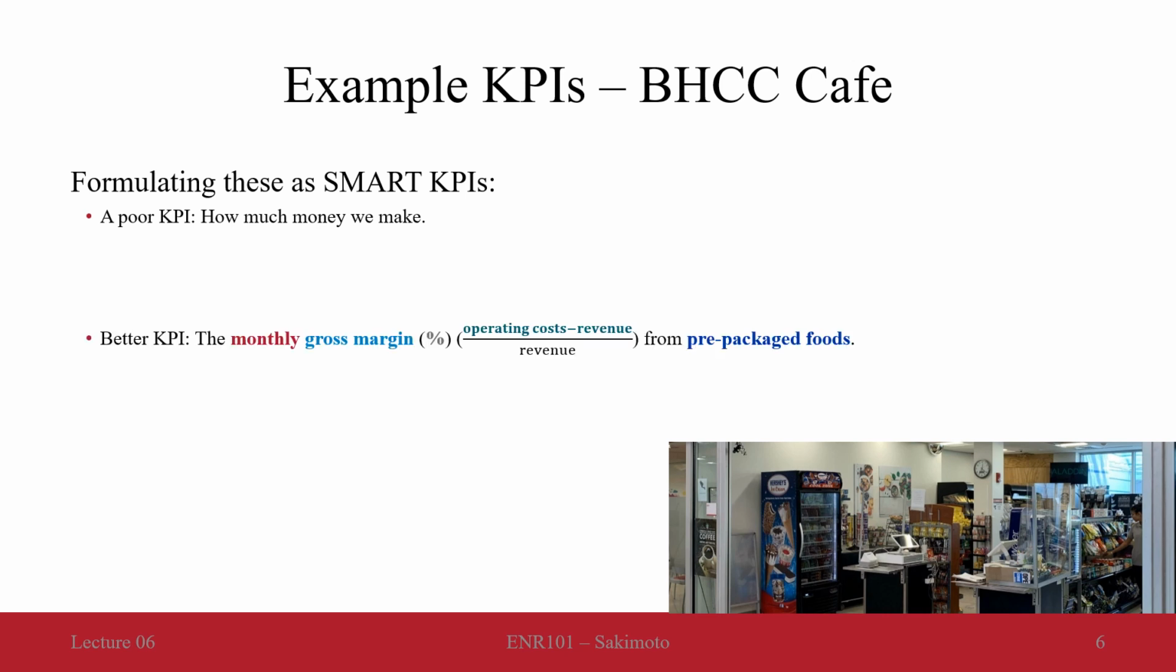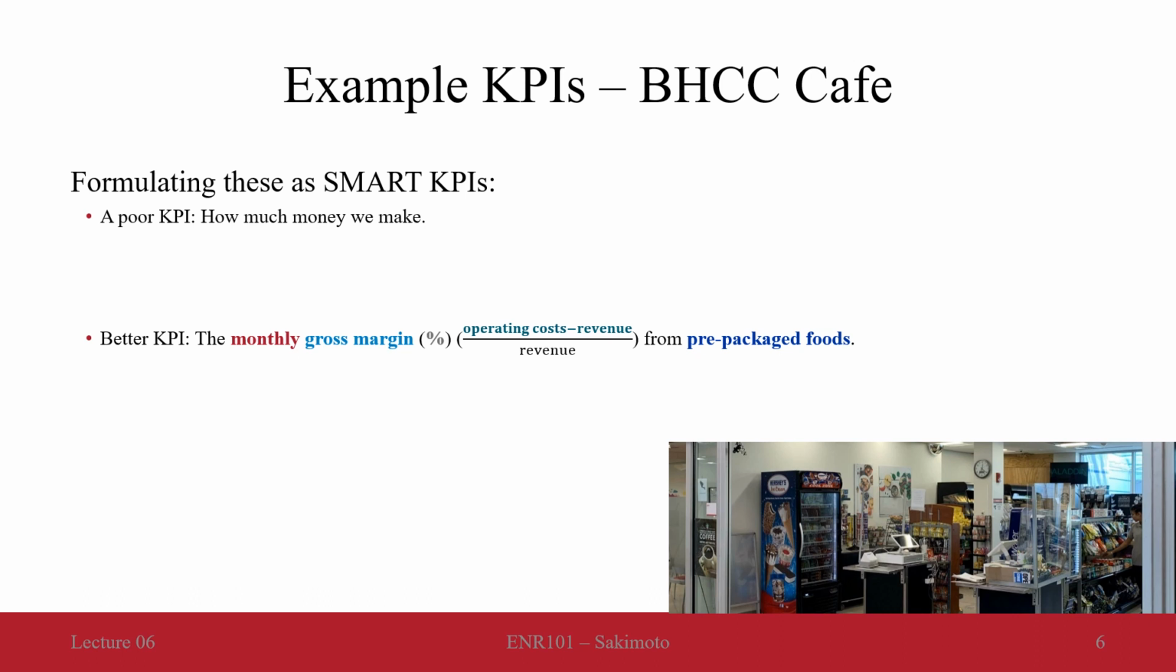A better KPI might be the monthly gross margin measured in percent, which is a function of the operating cost minus the revenue divided by the revenue, from pre-packaged foods, things like drinks or prepackaged sandwiches, snacks, things like that.